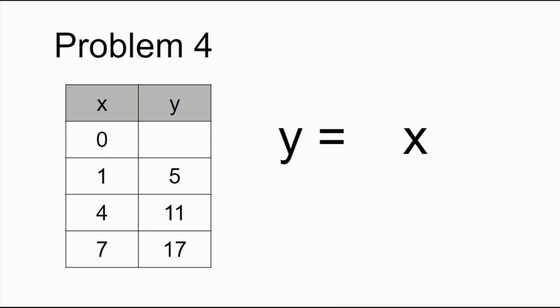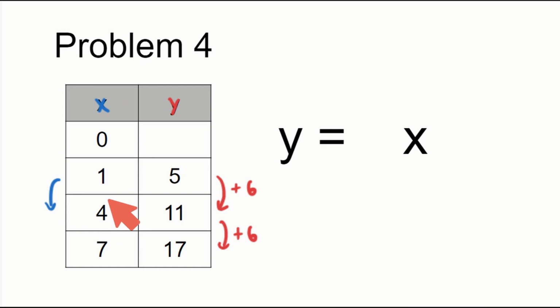Problem 4. Given this table, let's try to figure out what the linear equation is going to look like. Here it looks like we're not starting with our y-intercept, so let's try to figure out what our change in y is going to be first. Comparing from one row to the next, how do I get from 5 to 11? 5 plus 6 equals 11. And now that 11 plus 6 is going to be 17, so it looks like our change in y is 6.